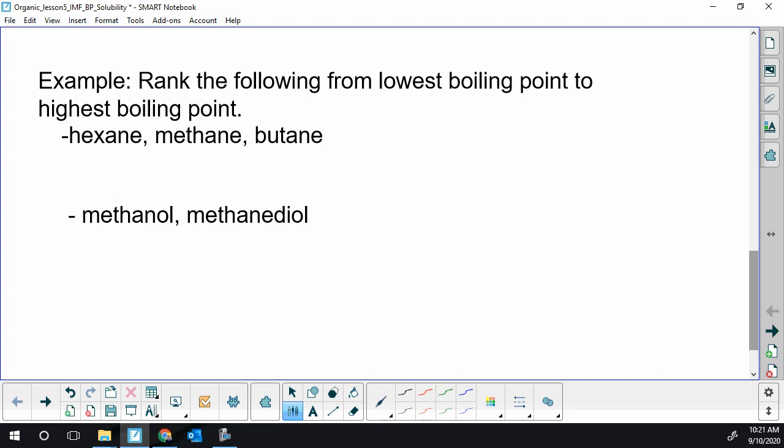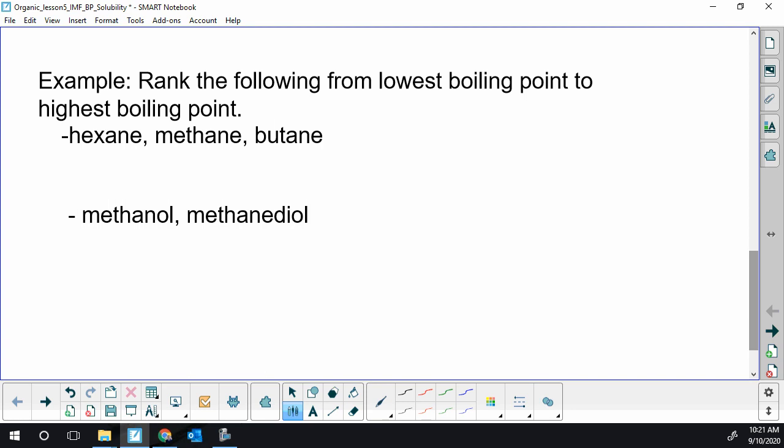So I'm going to rank the following from lowest boiling point to highest boiling point. We've got hexane, we've got methanol, and we've got butane. Okay. Now I don't want to draw them. I just want to use the names to figure these out. Okay. It might help you to draw them sometimes, but hopefully those are simpler structures. We can do this without drawing.